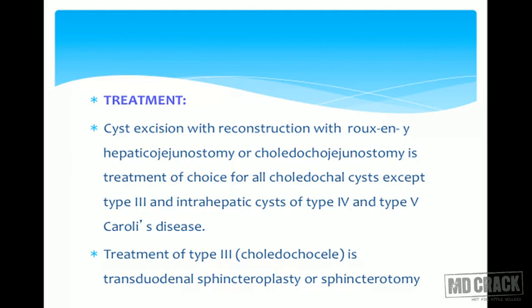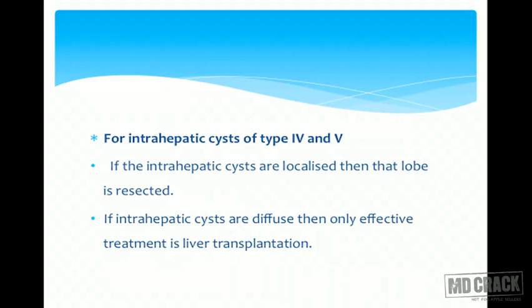Especially in type 3, which is choledochocele, sphincterotomy or sphincteroplasty can be done. For intrahepatic cysts which are type 4 and type 5, if the intrahepatic cysts are localized, then that lobe is resected. If the intrahepatic cysts are diffuse, then the only effective treatment is liver transplantation. So if all the cysts are diffuse, liver transplantation is the only effective and curative treatment.